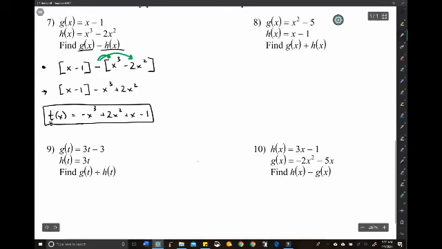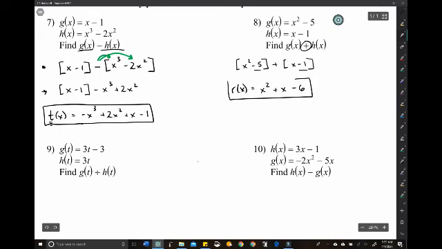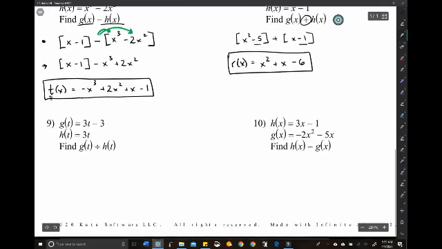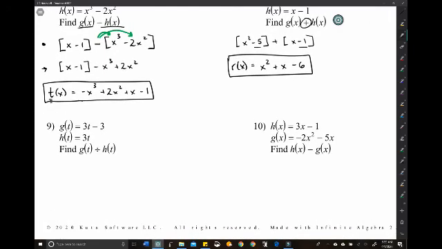For number 8, so same idea, adding this time. So x squared minus 5 plus quantity x minus 1. We're going to combine any like terms, and we'll call this one r of x. X squared, so there's no others, so x squared. A regular x. And negative 5 plus 1 minus 6. So there's our only like terms that you combine, and then you add together. Division is similar, as is multiplication, so we'll probably change that last example to multiplication.